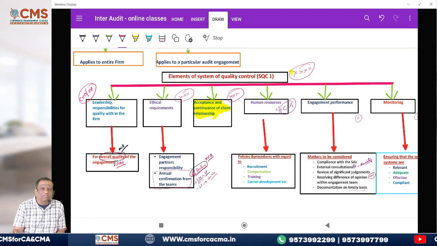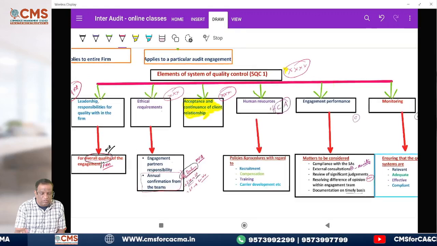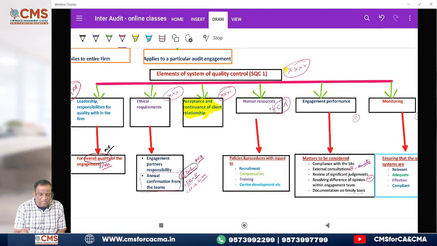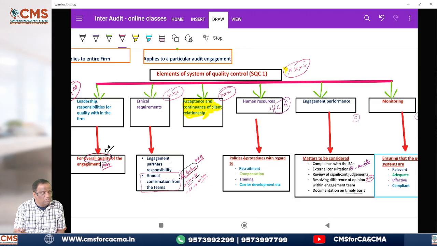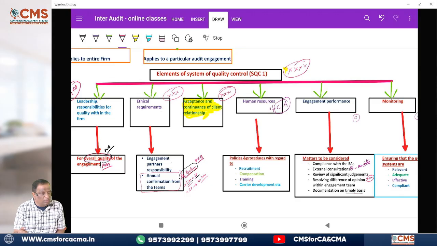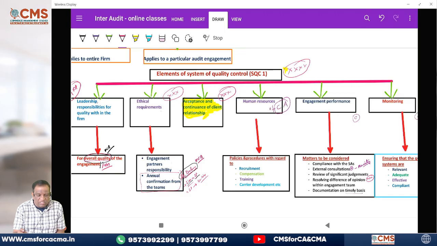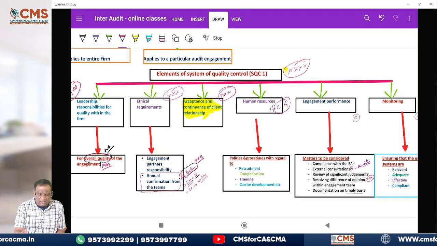So what are all the various elements that are there? First is the leadership responsibilities, for the overall one. Then ethical requirements, particularly annual confirmations from teams that they are independent and all had to be obtained, and the partner also has to confirm. So that talks about it. Then acceptance and continuation of client relationship, that we will discuss separately. Human resources, he is asking questions.